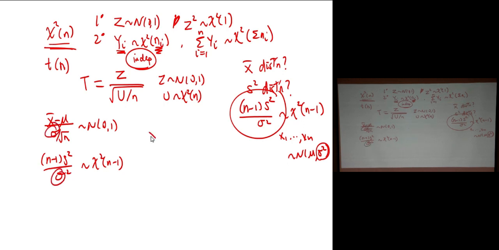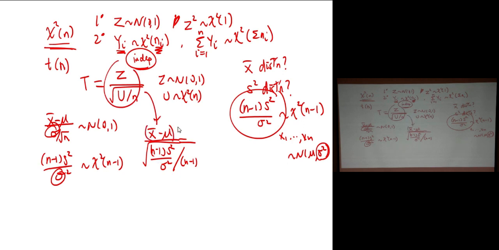So if I take the ratio of the two, of (n minus 1) s squared over sigma squared, and the whole thing divided by n minus 1, and I just copy this thing here, sigma squared over n, and take the square root. So this is the standard normal, and this is the square root of chi-squared over the degrees of freedom. After you simplify it, it turns out to be something like this.